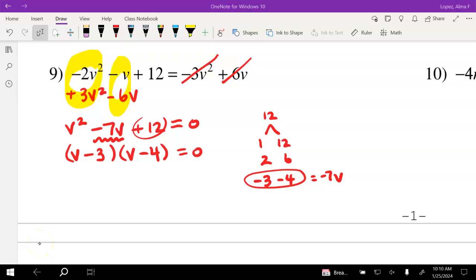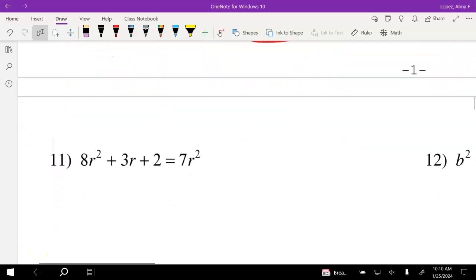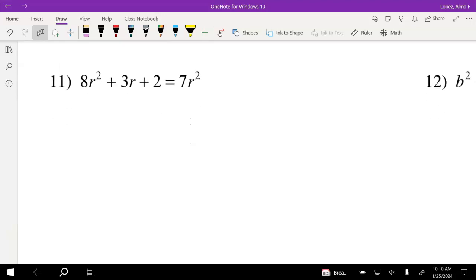Let's continue solving quadratics by factoring. On number 11, we're going to again start off by making sure everything is on the same side and set equal to 0. I'm going to move the 7r squared over to the other side, which will make it a negative 7r squared. You don't have to put it right underneath the common term, but I like to if it's available. Now I'm going to combine like terms.